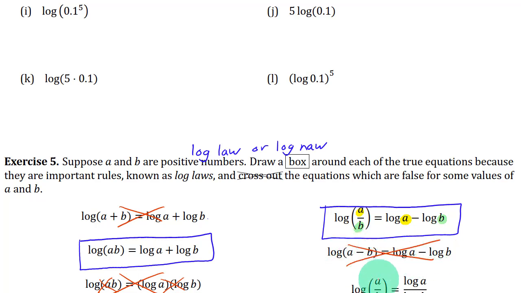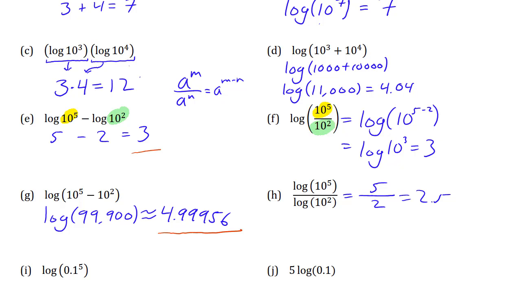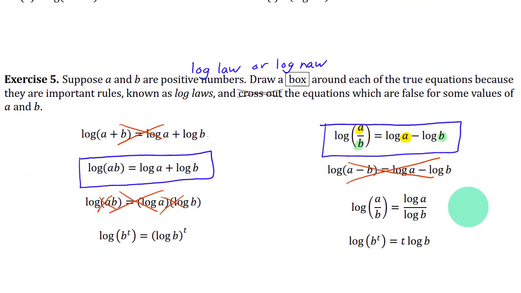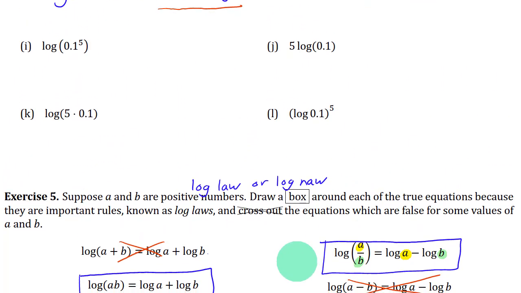And what about log of A over B? Is that equal to log of A over log of B? Well, that's like what we did here to get that 3. And here, doing the log separately and then dividing gives you 2.5. So it's not the same thing. So log no. All right. Now let's go back up to I and J here.